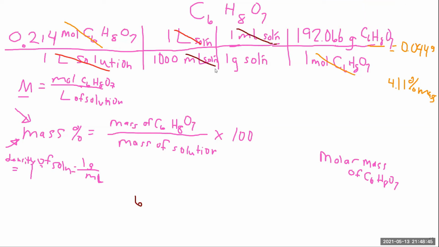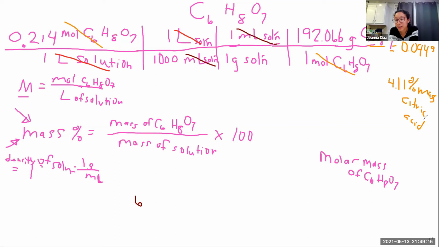So we found the mass of citric acid, or we found the mass of the solution? You found the mass of citric acid in your solution. Okay. Your mass of solution, so it's the percent mass of citric acid. Oh, okay. Is it 4.11 and then what's that after it? Percent. Percent mass citric acid.